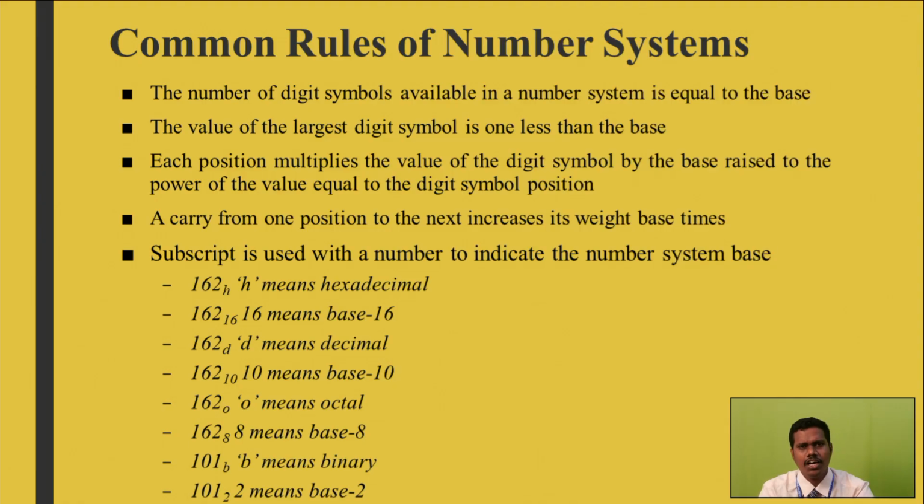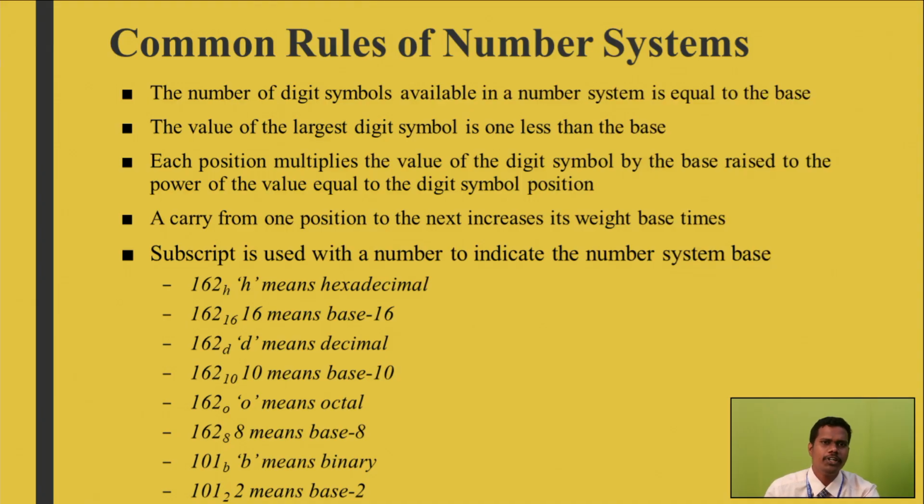Likewise we have all the number systems. For the octal, the highest number is 7, and the base value of the octal number system is 8. Likewise we have the representation for all the number systems. So these are the two main rules we use in the number system format.